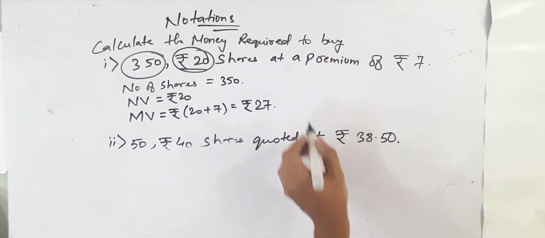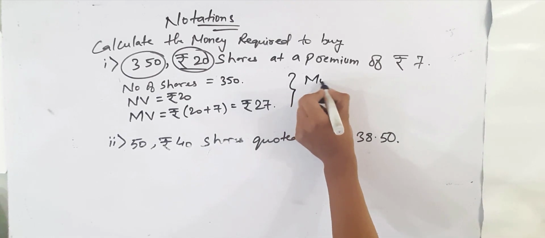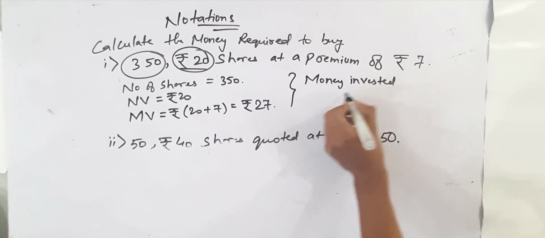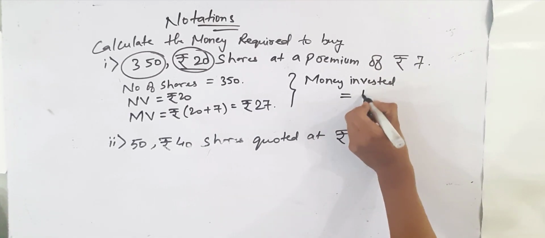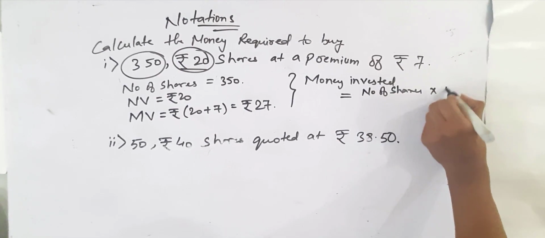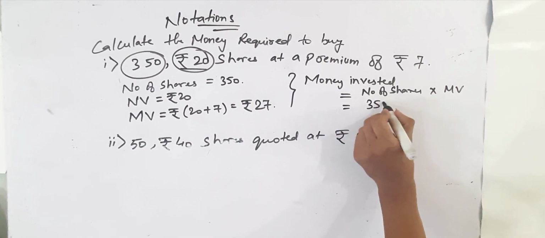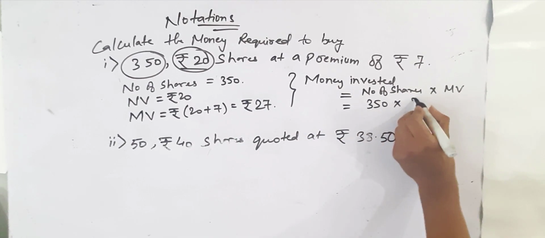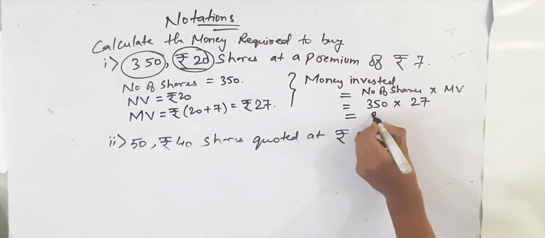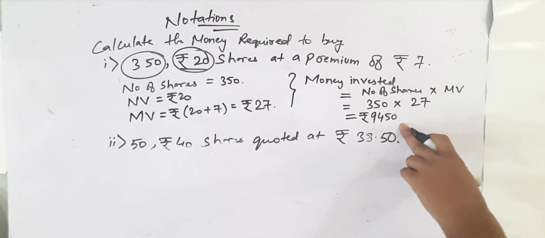So how much money is required to buy? We have to find the money invested. I have given you the formula: it is number of shares multiplied by market value of a single share. Here the number of shares is 350 and market value is 27. So it will be 9450 rupees. This is the total money invested.